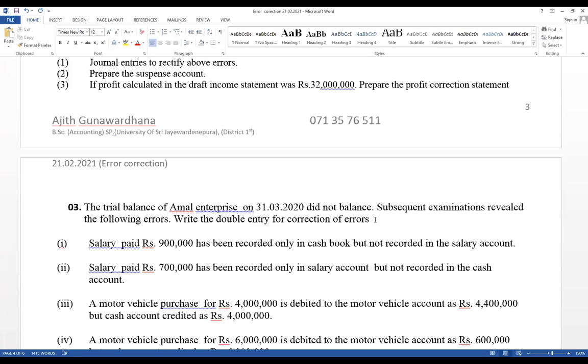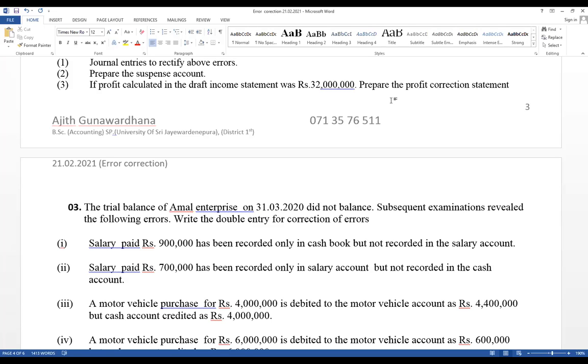Looking at the trial balance, we cannot find that there are errors. The figures balance, but there may be some errors. Complete errors of commission, errors of omission, complete omission, errors of principle, like that. Although the trial balance is equal, there may be some errors. Those kinds of errors do not affect suspense accounts.